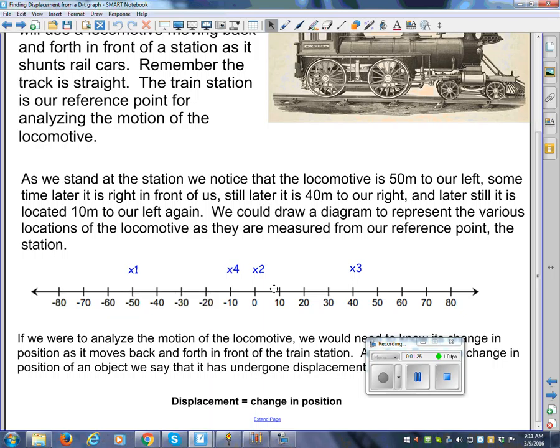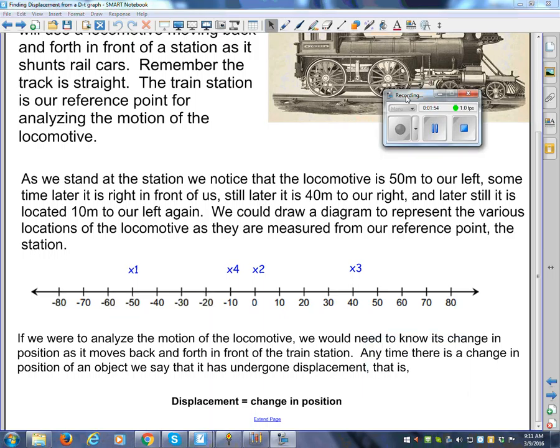You do? Okay, good. So it starts 50 meters to our left, so X1. X just is referring to position here. Okay? Later it's right in front of us at 0, X2, X3 it's at plus 40, and then later on it's at minus 10, and so on. Okay? Remember that plus and minus stuff, right? To the right is positive, to the left is negative. All review, right? Good.